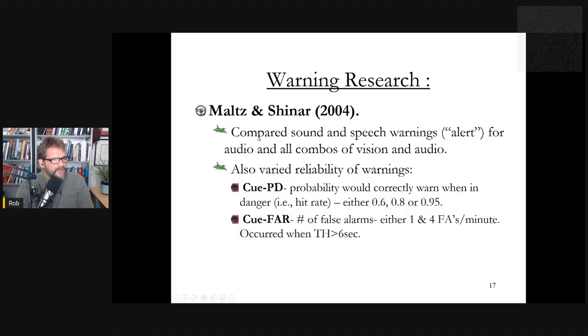Okay. And what they had in this was just abstract sounds or speech alerts where they'd say alert, right? And they varied things like the reliability of the warning, whether the hit rate was 60%, 80%, or 95%. They varied false alarms. So they did a lot of different things in this study.